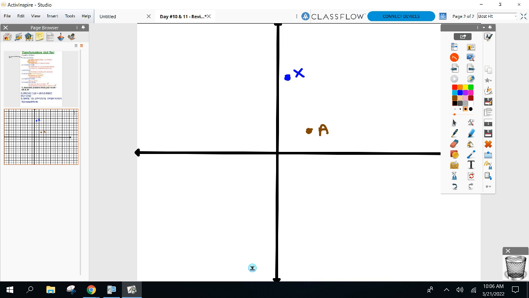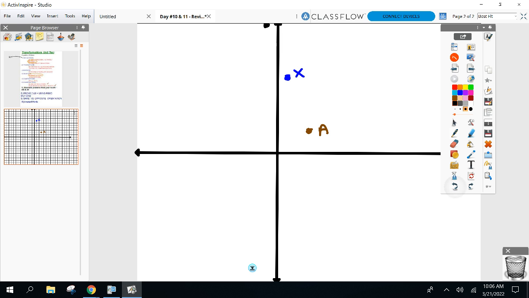Now, how do I get on the other side of the point? I use slope. Up 1, 2, 3, 4, 5 over 2. So that's A prime. That's reflecting through a point. Everybody good there before I change it up?